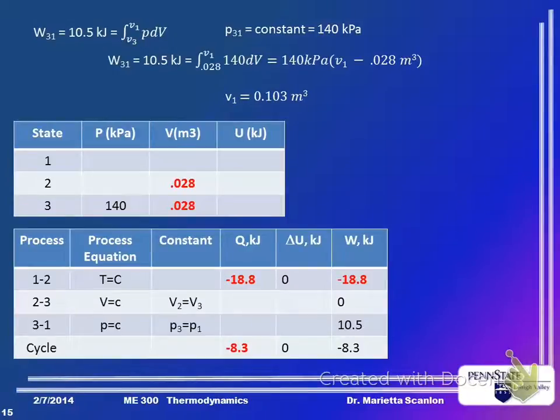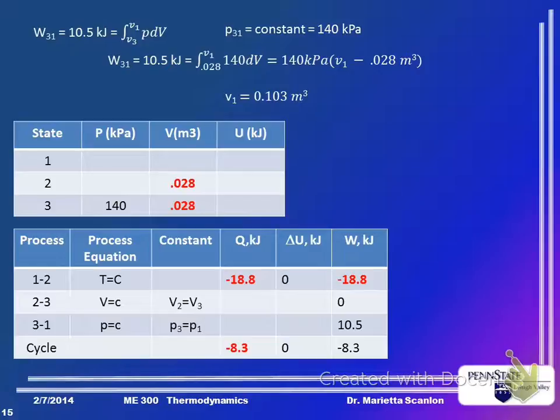Okay, so it asks for V1, which is 0.103. It asks for Q and W for process 1 to 2, which we solved for. And the last thing it asked is, can this be a power cycle or a refrigeration cycle? What can it be? How would I know? Negative work, so it cannot be a power cycle. Negative cycle work, but it could be a heat pump or a refrigeration cycle.